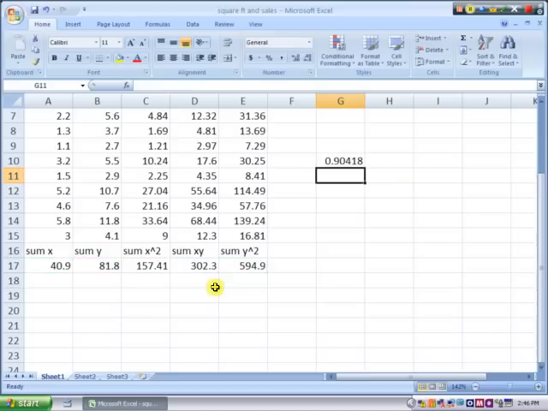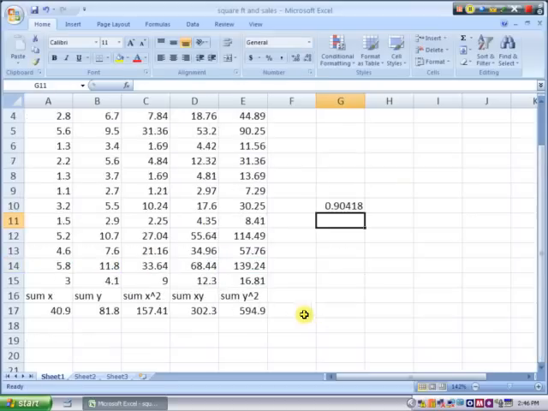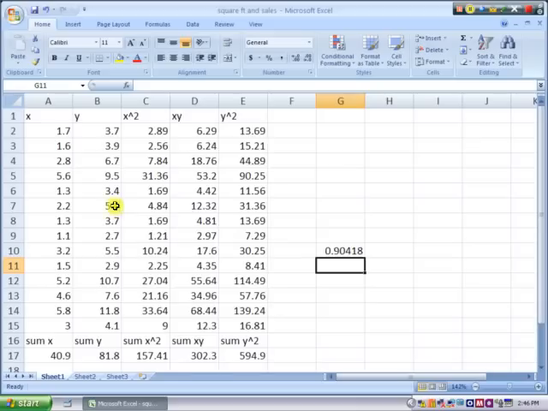And that should give you our R squared, 0.90. And that's the percentage of variation in sales that are due to the square footage, 90%. 10% roughly is due to other causes.